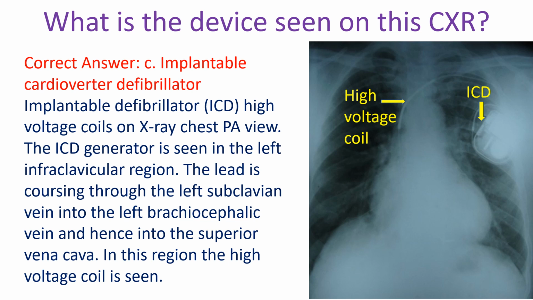Implantable defibrillator high voltage coils on chest X-ray PA view. The ICD generator is seen in the left infraclavicular region. The lead is coursing through the left subclavian vein into the left brachiocephalic vein and hence into the superior vena cava. In this region, the high voltage coil is seen.